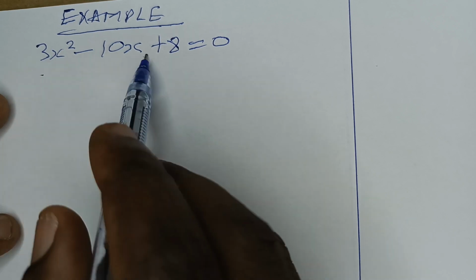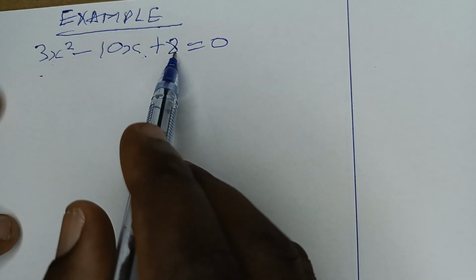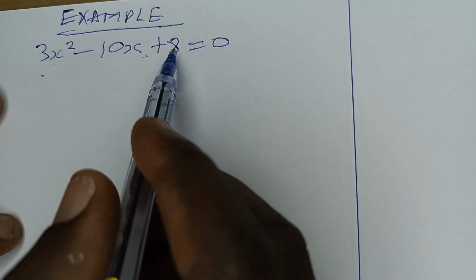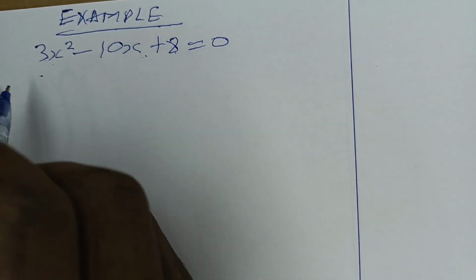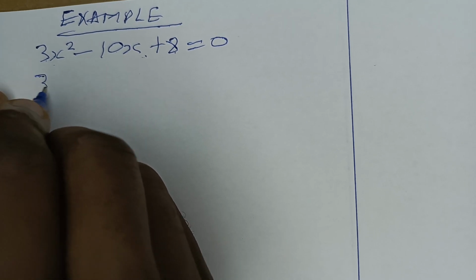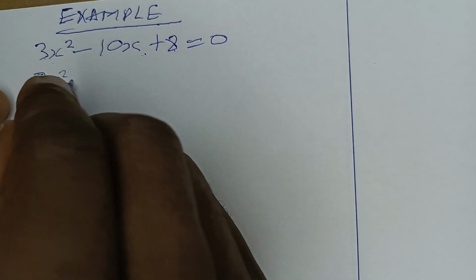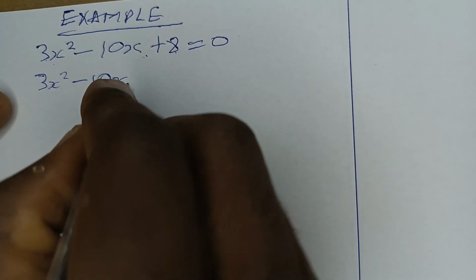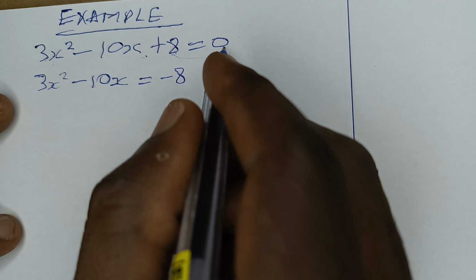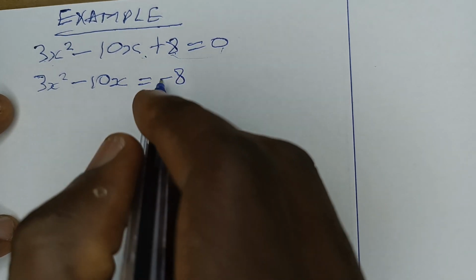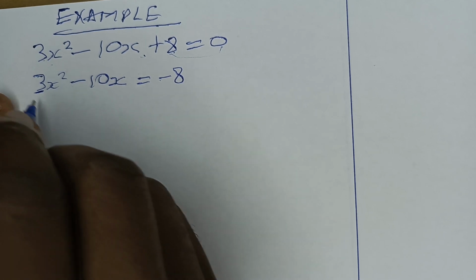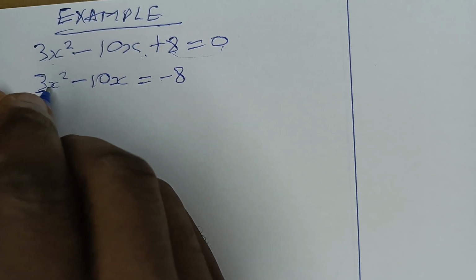Let's take this as an example of a quadratic equation. As I've said, the first thing we have to do is to take this to the other side. So we have 3x squared minus 10x is equal to minus 8. So this 8 has been taken to the other side, so it becomes minus from plus. Now the next thing is to divide through by the coefficient of x squared, which is 3.